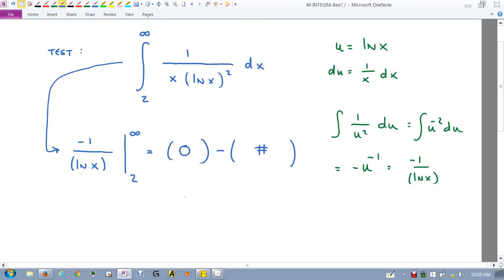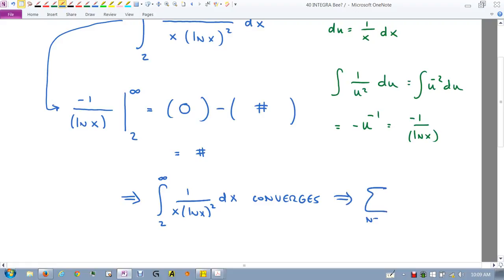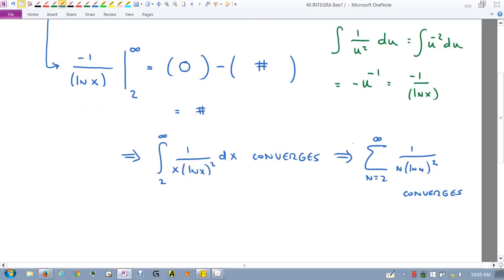I've got a number. So this all equals a number, which implies that the integral from 2 to infinity of 1 over x natural log x squared dx converges, which implies the sum n equals 2 to infinity of 1 over n natural log n squared converges. All right. And that's it. We're done.